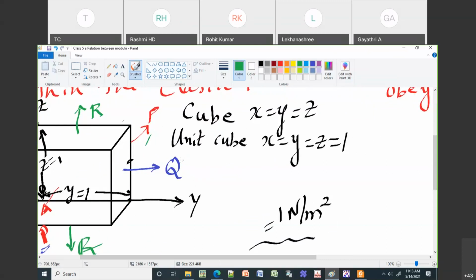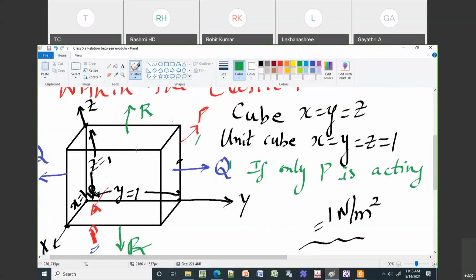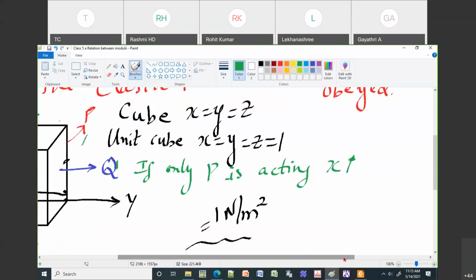If only P is acting, then what happens? X will increase. The length will increase because it is in the direction of the force. So X will become maybe like 1.1 or 1.2, like that. But what will happen to Y and Z? They are perpendicular to your X axis. So in that case, you will have lateral strain. Lateral strain means your Y and Z will decrease.